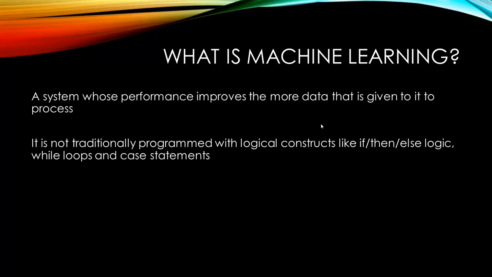A machine learning system is a system whose performance improves the more data that you give it. Okay, so let's parse that. If I have a system, let's say an image recognition system, and I want it to tell me if I've got dogs or cats or giraffes or whatever kind of animal in the image. If I give that system 100 images to learn from, it's going to do a lousy job. If I give it 1,000, it's going to do better. If I give it 10,000, it's going to do better. And if I give it 1,000,000, it's going to start doing really well. And in fact, today's machine learning systems for image recognition are now better than humans at recognizing images. They have a lower error rate than humans do.